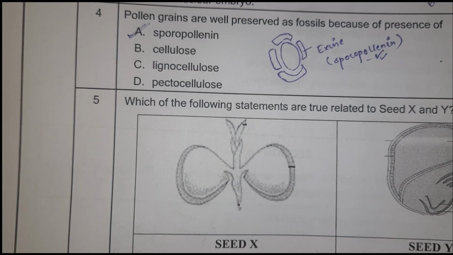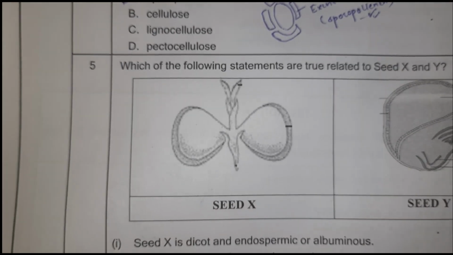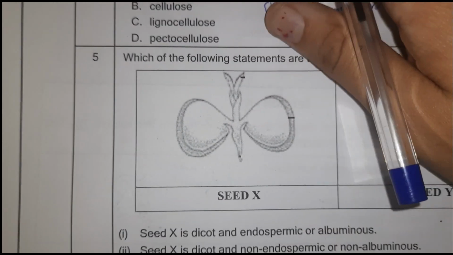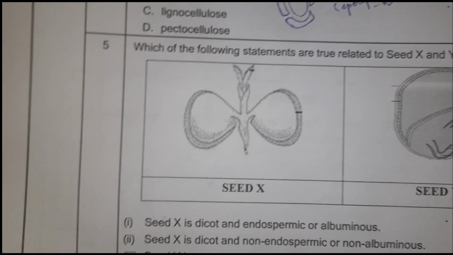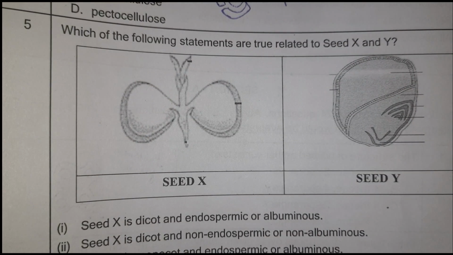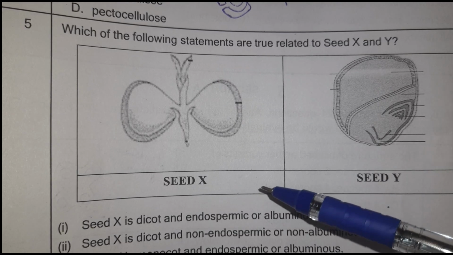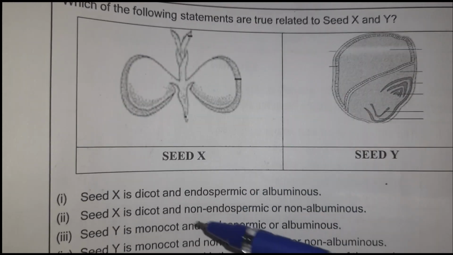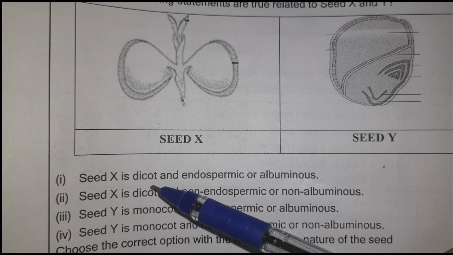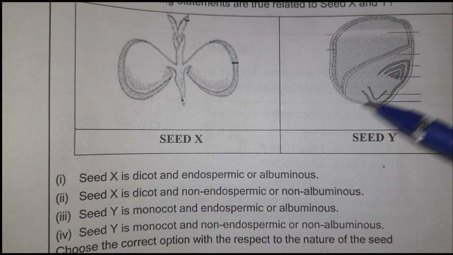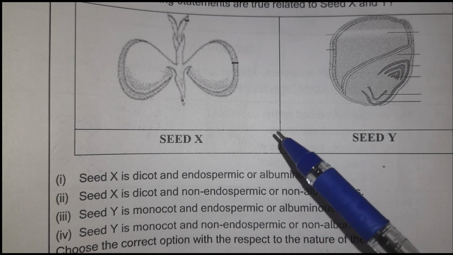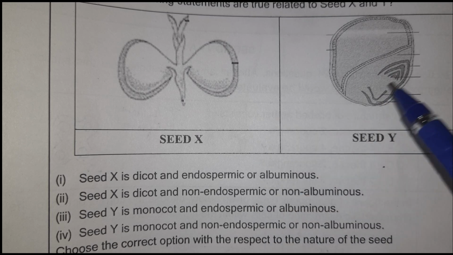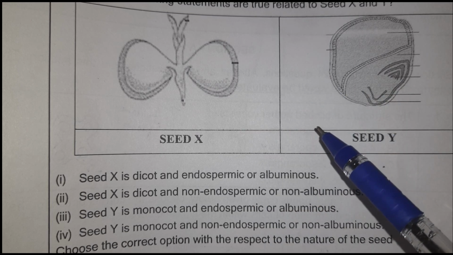Next is question number 5. In question number 5, we are provided with two seeds, seed X and seed Y. When we look at seed X, you can see that in all the options it is clearly mentioned that it is a dicot seed and seed Y is a monocot seed. So we were not required to look at this first. Now we have been asked which one is endospermic and which one is non-endospermic.